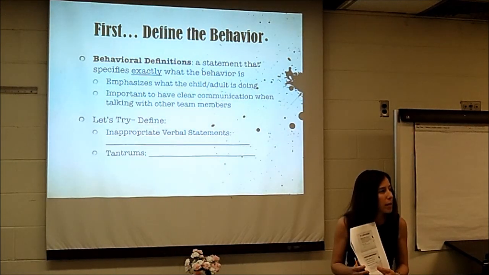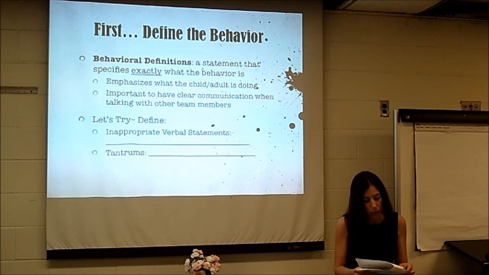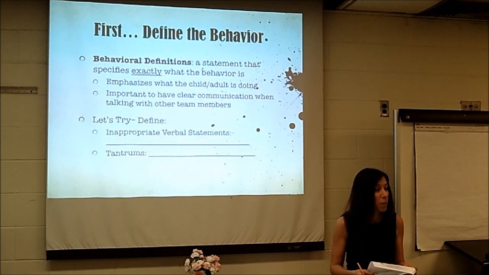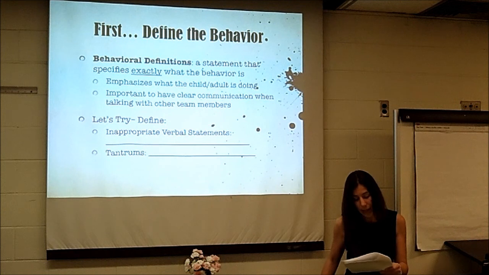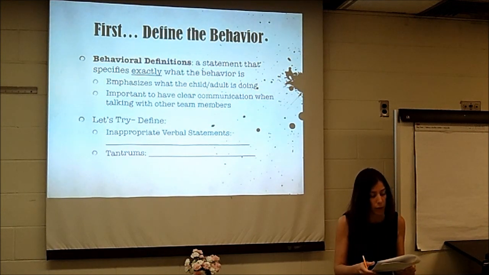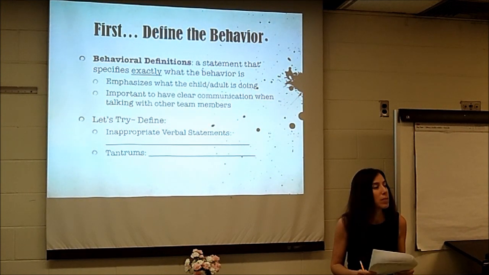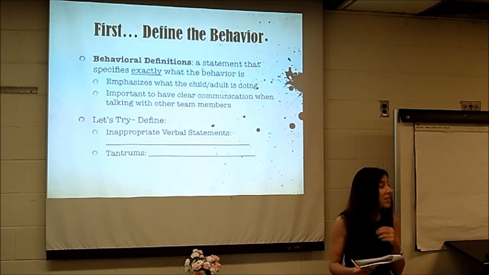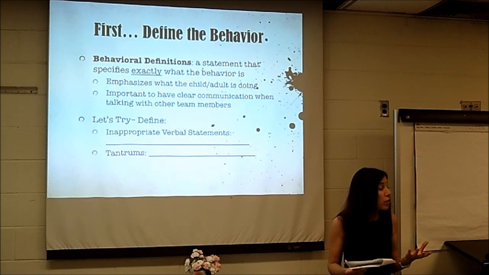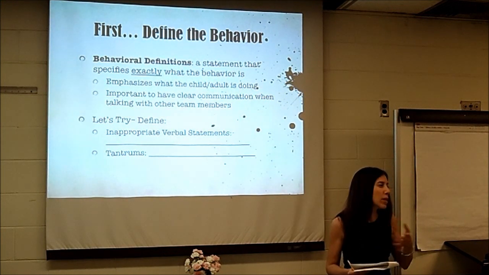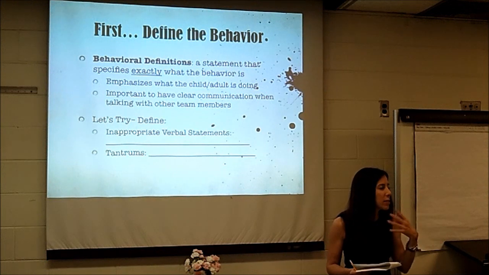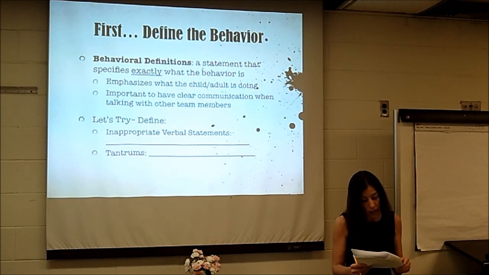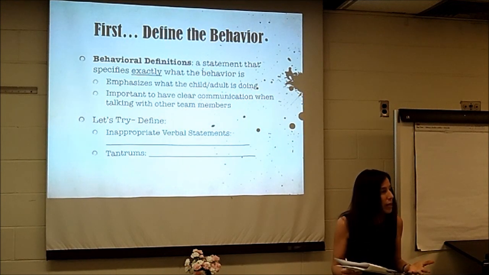Okay, so we look at the ABC data sheet here, and we want to know that the antecedent is anything that precedes the behavior in time. So basically, anything that occurs before the behavior. Behavior is anything that a person does. So we look at behavior as observable events, and not so much thoughts in someone's head. It needs to be something that I can see that someone's doing. And consequences are events that follow behavior in time.